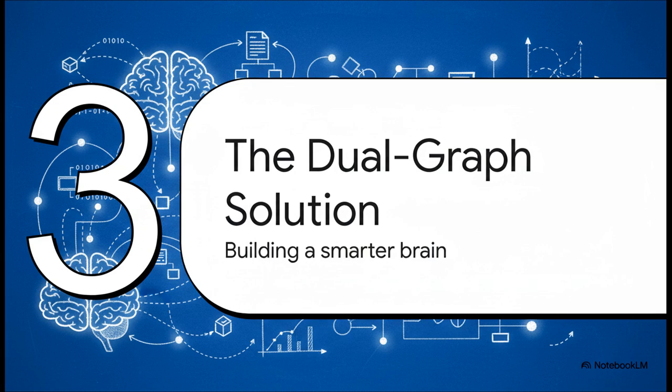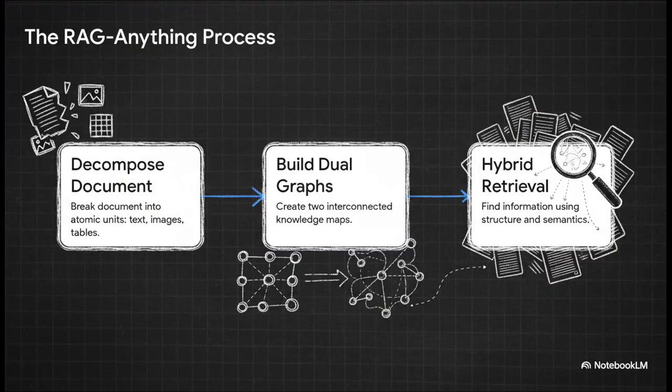Okay, so let's pop the hood and see how this thing actually works. At the core of this new framework is a really elegant idea that gives the AI a much more sophisticated way to organize what it knows. Basically, a smarter, more connected brain. It really boils down to three main steps. First, the system takes the document apart, just breaking it into its basic building blocks, your text chunks, your images, your tables.